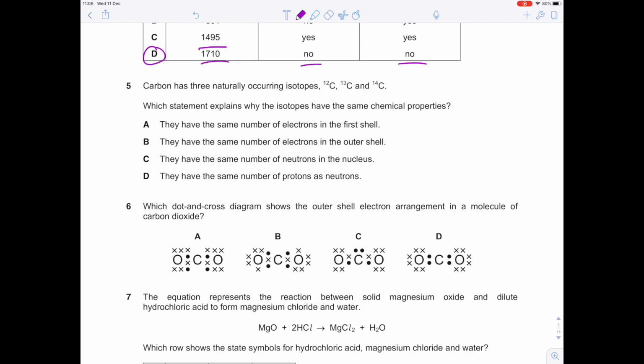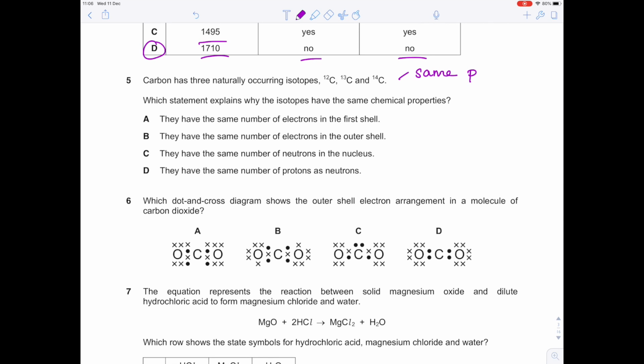12 carbon, 13 carbon, 14 carbon. Remember that an isotope has the same number of protons, the same number of electrons. The crucial difference here is that they have different numbers of neutrons. So what does the question ask us? Which statement explains why isotopes have the same chemical properties? Well, chemical properties, you must learn, is always related to the number of electrons in the outer shell.